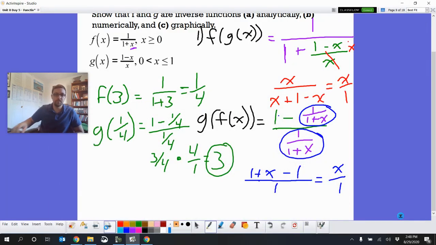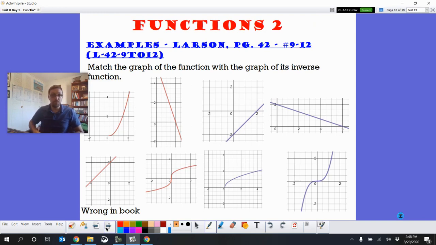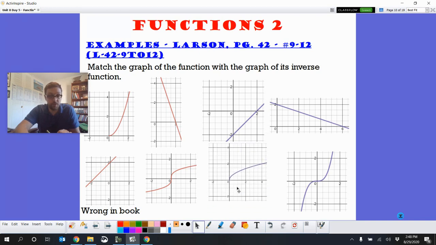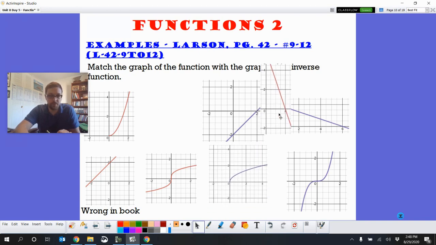All right. So do a little matching. This is where you can see it a little bit better if we play a little matching. And this one is actually wrong in the textbook. So in the Larson book, it's got this graph 2 times. This is the correct graph. You can see it a lot better with this root function and its inverse.